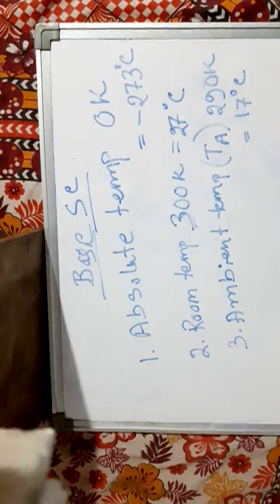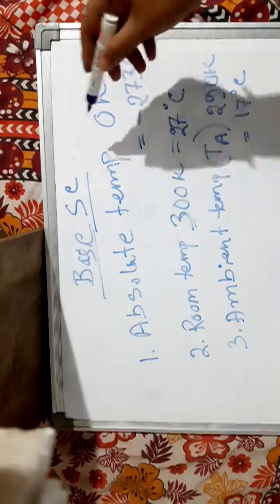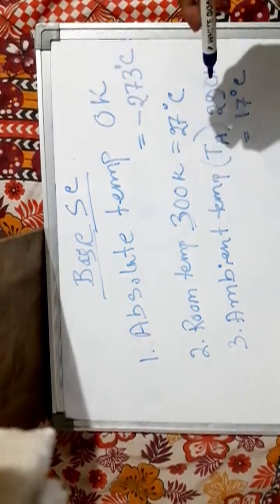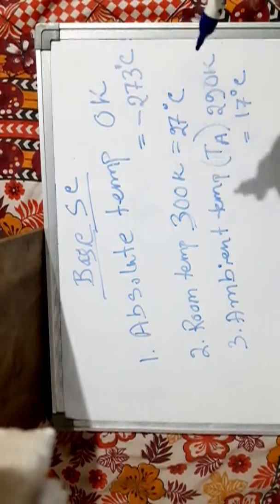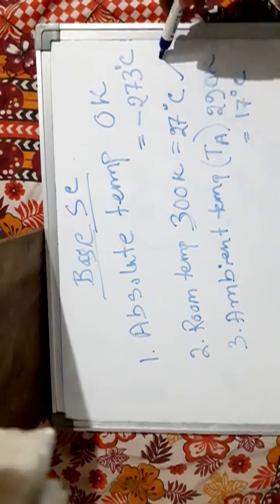So first we need to know why these three temperatures are studied for knowing basic semiconductor physics. What is absolute temperature? No semiconductor operates at absolute temperature. Now, at room temperature, all semiconductor properties will be measured. But absolute temperature is the lowest.